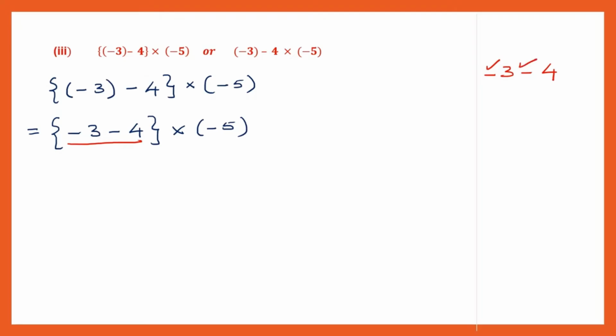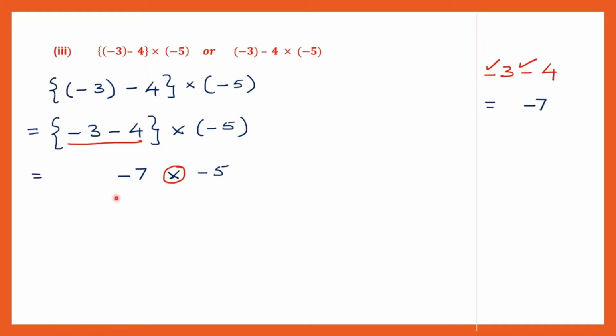So when signs are the same, we put the same sign and we add. So 3 plus 4 is 7. So this is minus 7. So let's write that down here. So this is minus 7 into minus 5. So now this is multiplication. As you can see, this is multiplication. And we're going to apply the rules that we have just learned in multiplication.